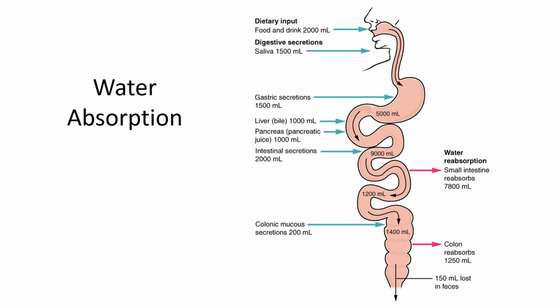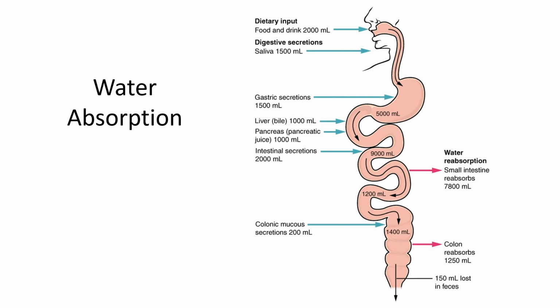So on average, you take in about 2 liters worth of food and drink. Your saliva contributes another 1.5 liters. The stomach, another 1.5 liters. And then we have a liter contributed through the bile ducts, another liter or more contributed by the pancreas, and the small intestine contributes another 2 liters of fluid. So by the time we get to about midway in the small intestine, 9,000 milliliters or 9 liters of fluid has been added over the course of a day.